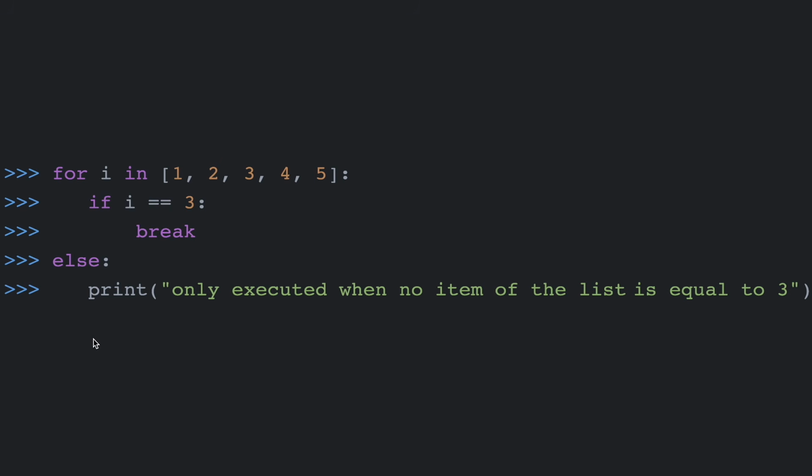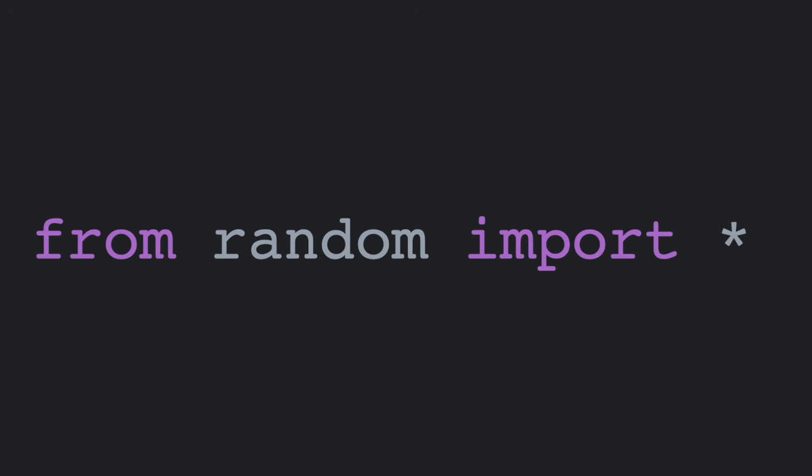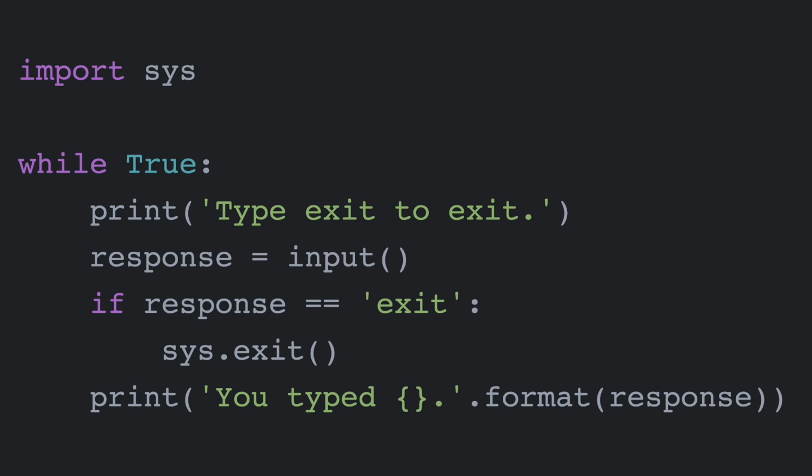So here is a for else statement. The else statement will only run if a break has not been reached in the loop. And here's how to import a module. We're importing the random module, and then we're using the random module to get a random integer between 1 and 10. And this is how you would import everything from the random module. If you want to end a program early, you can use sys.exit.